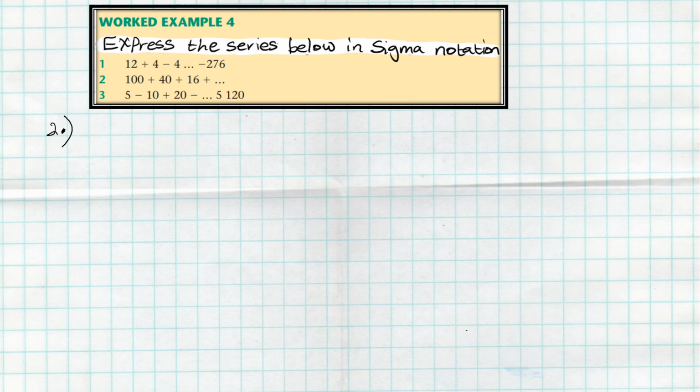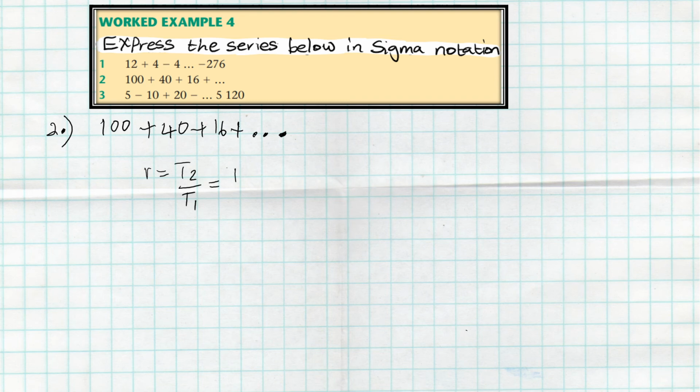Okay, let's take a look at example number 2. We are given the series 100 plus 40 plus 16 plus, it's going like that. Firstly we must determine which series this is. I doubt there can be a common difference: from 100 to 40 the difference is big, and from 40 to 16 it's a bit smaller. So obviously this can be geometric. Let's calculate r and prove it.